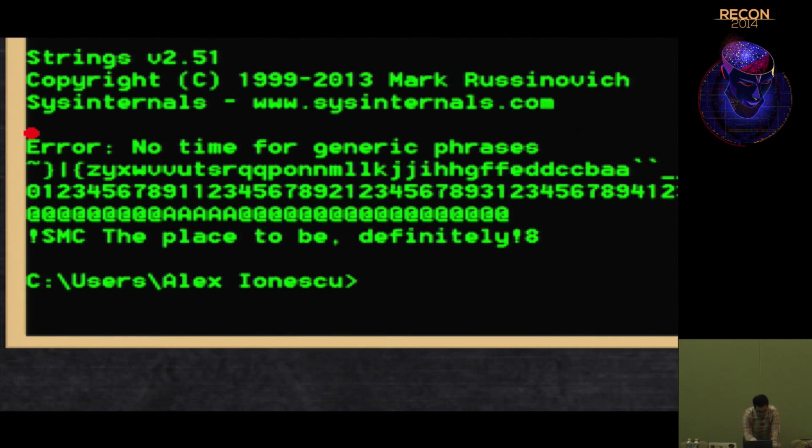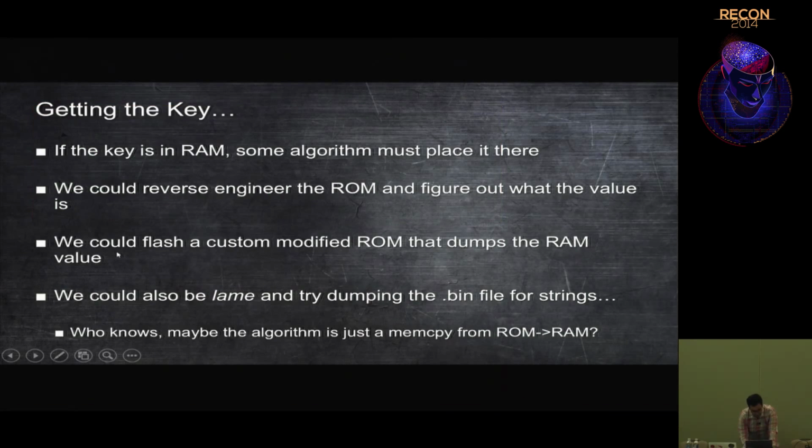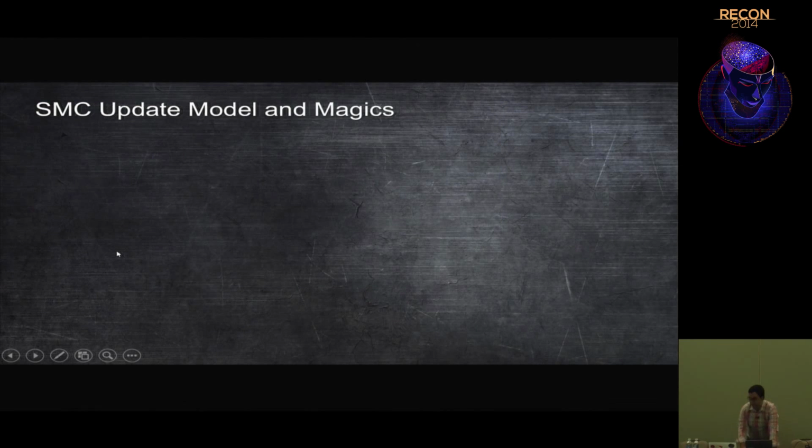So there's this like random bit of ASCII here. Then there's 0, 1, 2, 3, 4, 5, 6. There's add, and then there's SMC, the place to be, definitely. I'll let you guess what the key is. So like, all right, that was easy.